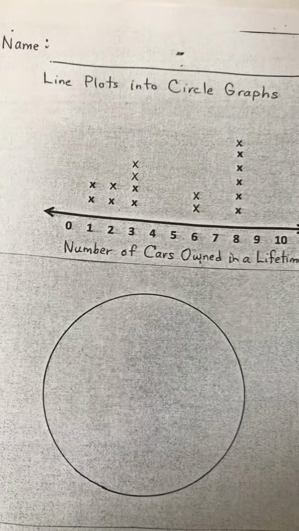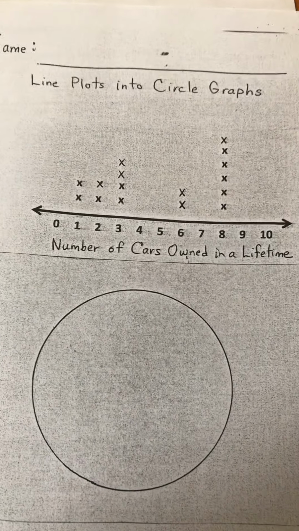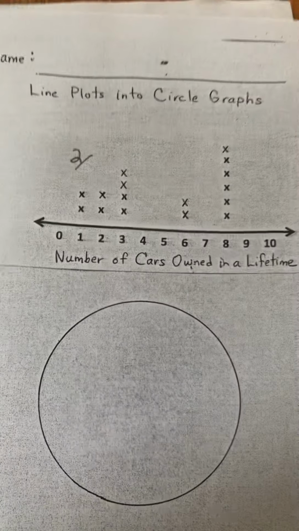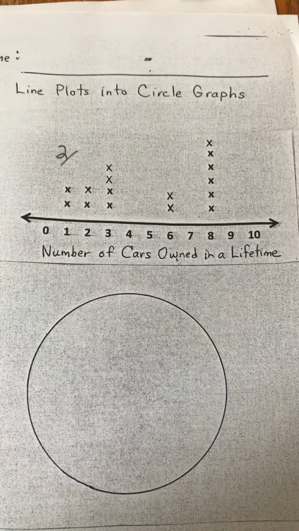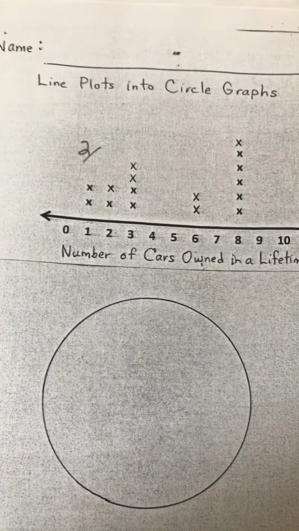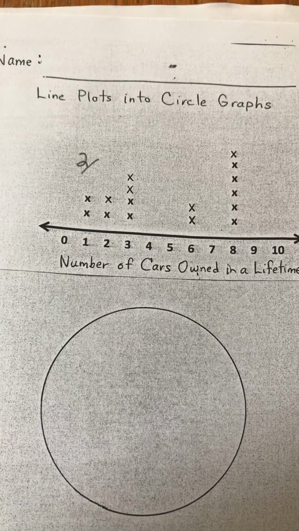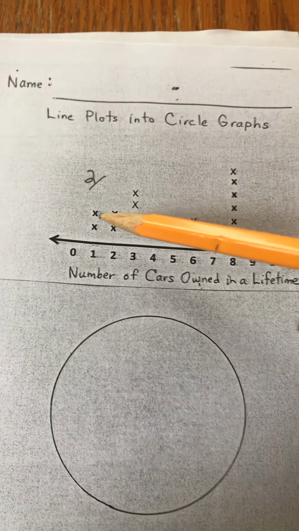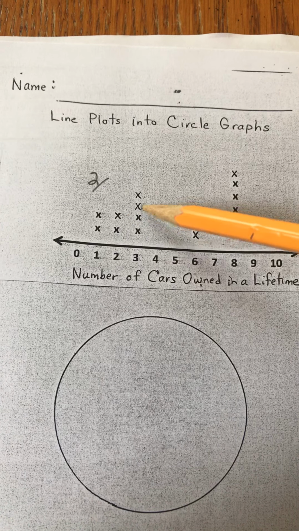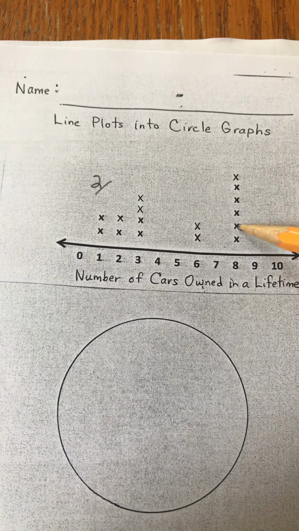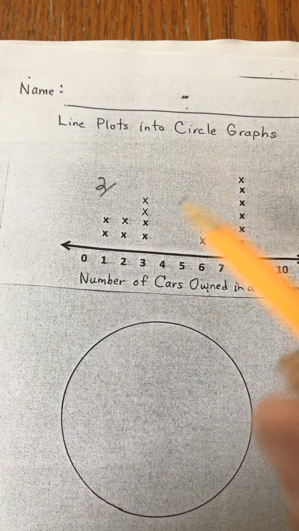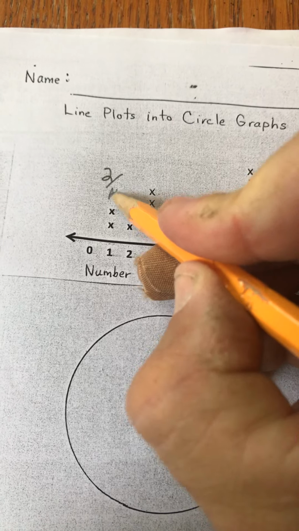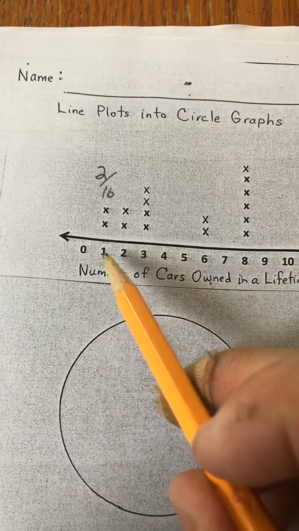Okay, so we can take this data and we can write it as a fraction. So there were 2 people that owned 1 car, but that's 2 people out of how many? To figure out the denominator, to figure out out of how many, we can take all of our X's and just total them. So we've got 1, 2, 3, 4, 5, 6, 7, 8, 9, 10, 11, 12, 13, 14, 15, 16. So there were 2 out of the 16 total people that were in the survey that had 1 car.